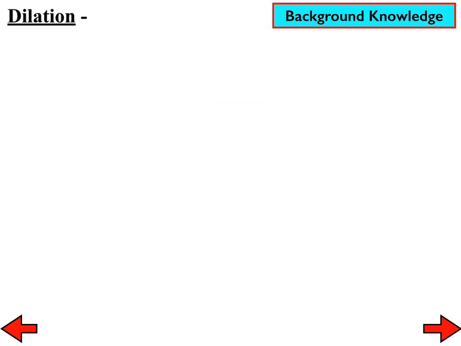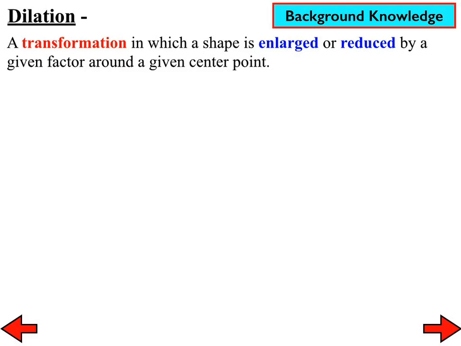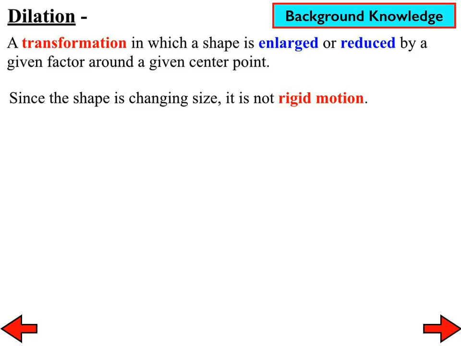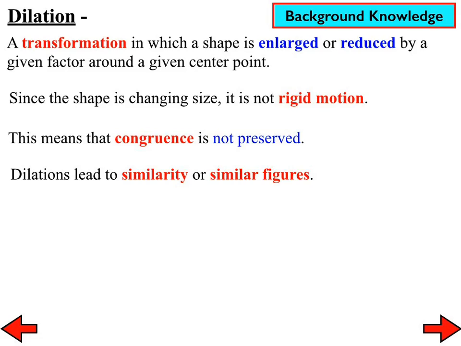And before we get into the new stuff, a little background knowledge. These are the things we talked about yesterday, that basically a dilation is a transformation in which a shape is enlarged or reduced by a given factor around a given center point. We talked about the fact that dilations are not rigid motion because the size is usually changing. And what that meant is that congruence is not preserved. But what that leads us to is similarity or similar figures.